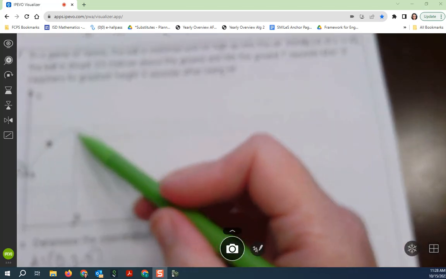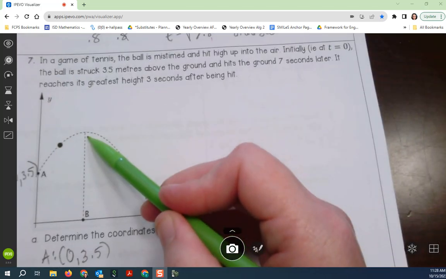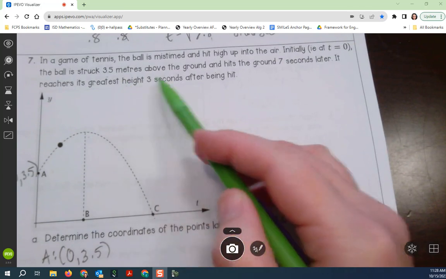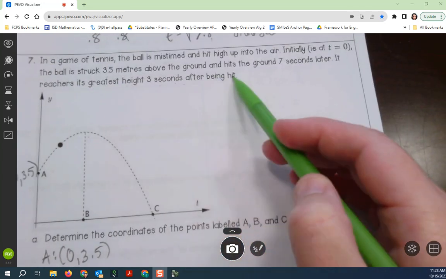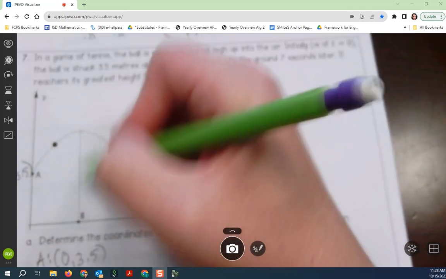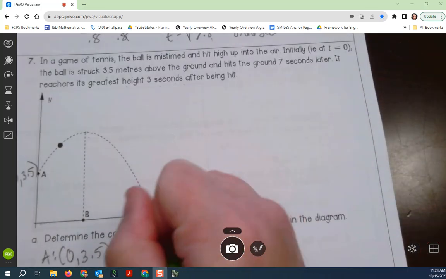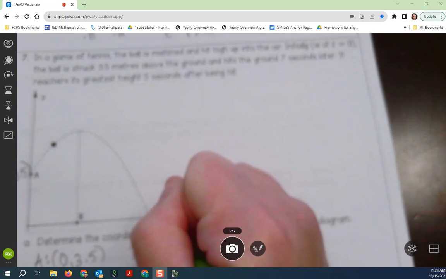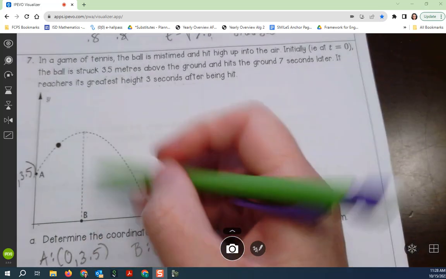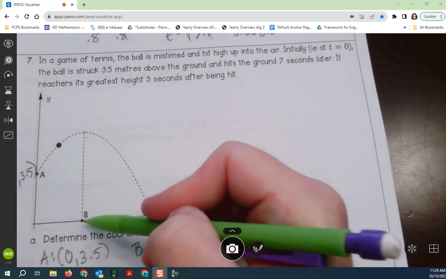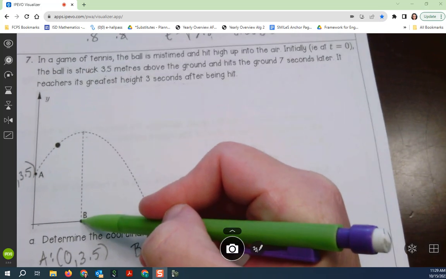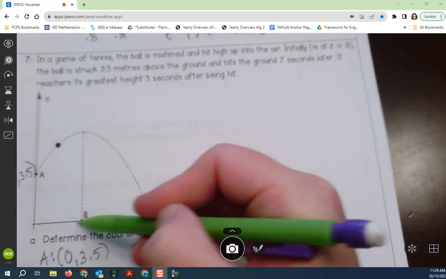Now B, that would be its highest point. So it says it reaches its greatest height 3 seconds after being hit. So I don't know how high it went, but I do know that the x value of the point is 3 seconds. And then we don't actually try to find that vertex, we're just trying to find this x value of it down here. The y value, of course, would be 0.